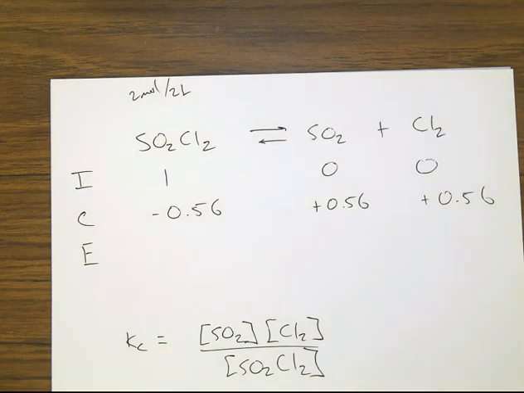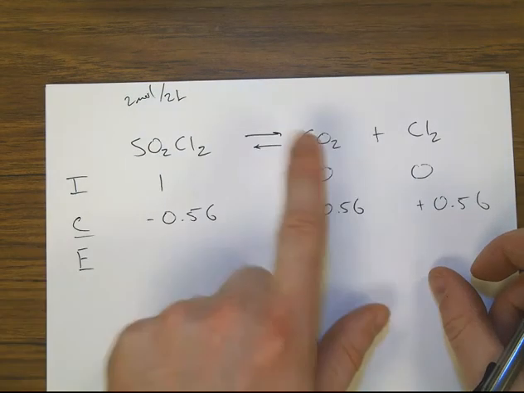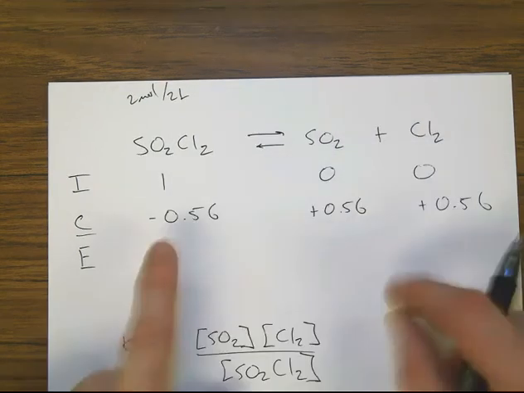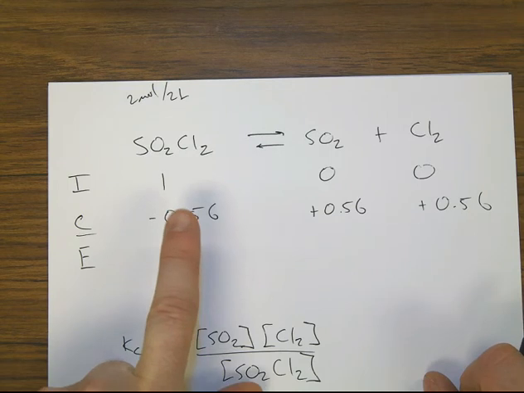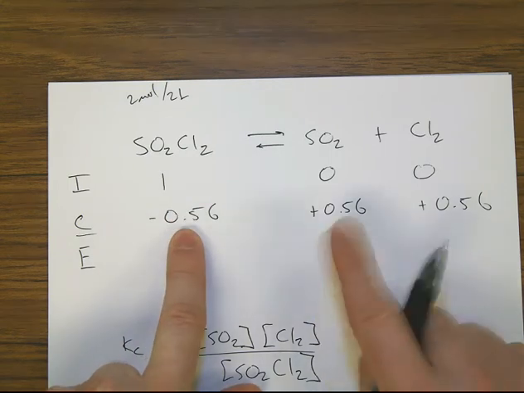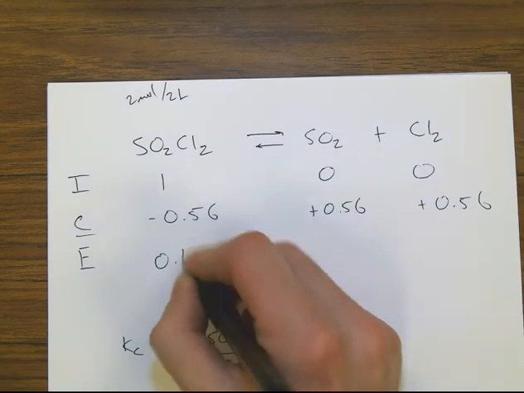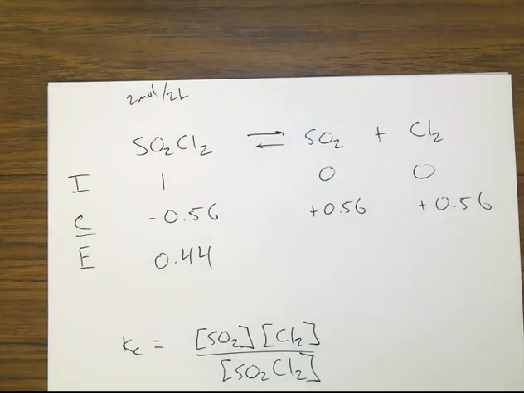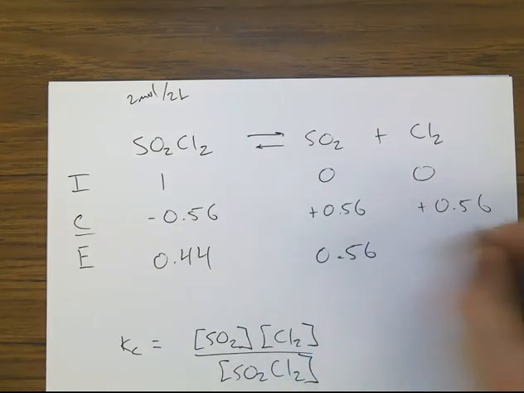On the flip side, that means that I gain 0.56 for each, and that's because of the stoichiometry of this equation. Don't forget, you've got to pay attention to the stoichiometry. For every one of these, it produces one of this and one of that. So the numbers are going to be the same for each of them. The only difference is that I'm experiencing loss on this side, and gain on this side. So I do my math, and I end up with 0.44 for the concentration of that reactant at equilibrium, and then 0.56 molarity for both of these.